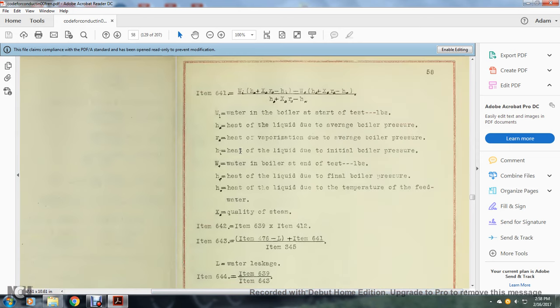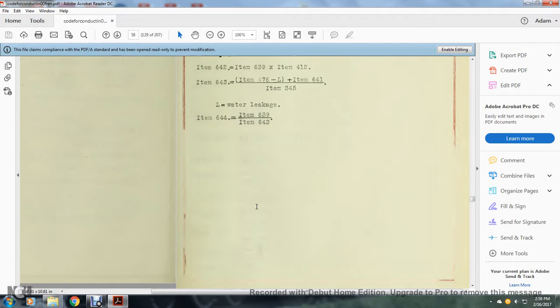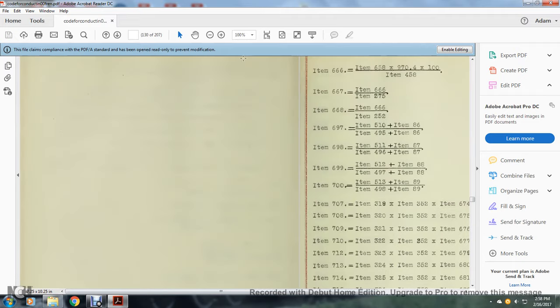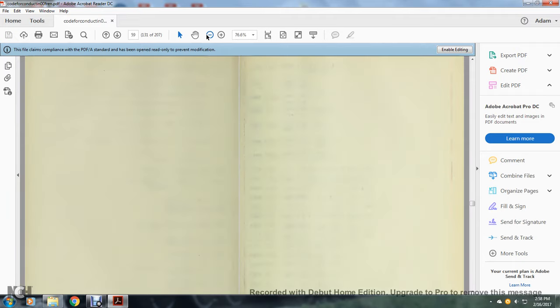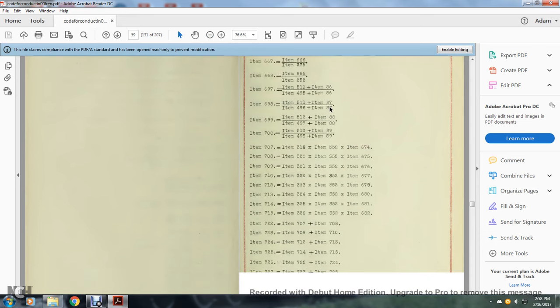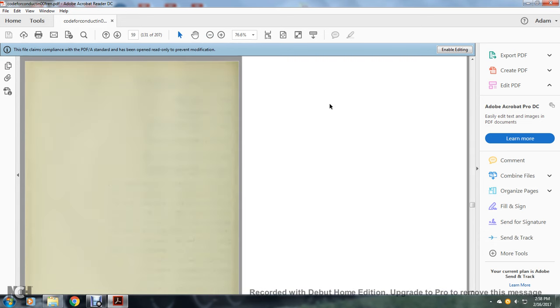H subscript I is the heat of the liquid due to the initial boiler pressure. W subscript T is the water in the boiler at the end of the test in pounds. H subscript F, lowercase h, is the heat of the liquid due to the final boiler pressure. H subscript W is the heat of the liquid due to the temperature of the feed water. X subscript A is the quality of the steam. And there are more calculations with the different items.